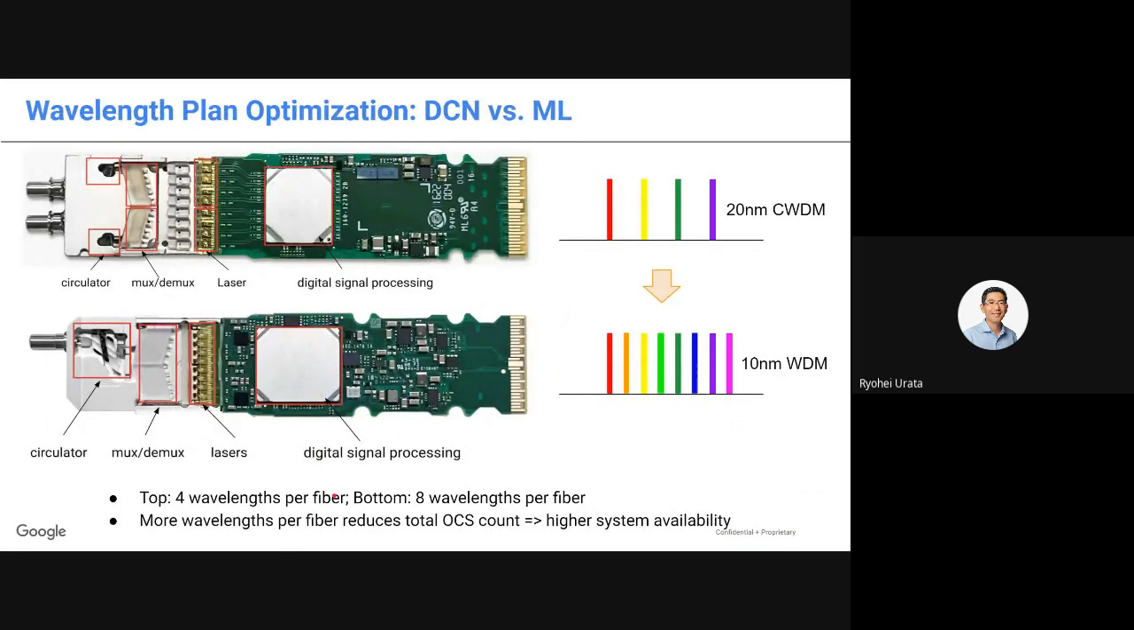In addition, to further optimize for machine learning, we've adjusted the wavelength plan for the transceivers. For the DCN optics shown here, we need to maintain a 20 nanometer grid to be backward compatible. In the case of machine learning, the backward compatibility constraint is removed. So in order to reduce the total number of OCSs in the system, we bundle more wavelengths per fiber. Fewer OCSs means higher availability of the entire system, which is critical for machine learning.